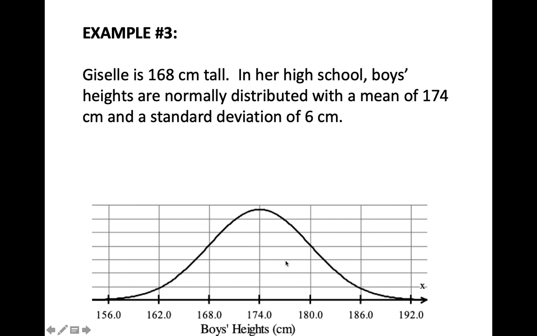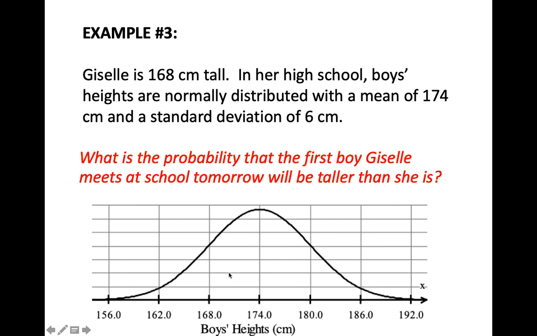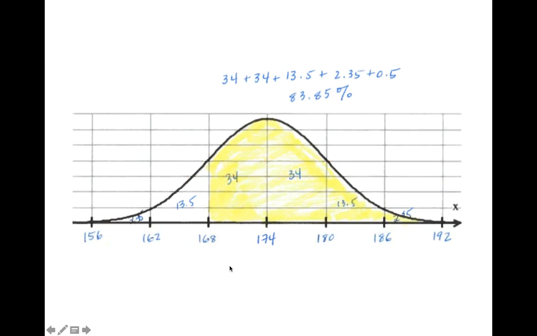Now remember, we know these percentages. And so if you look at mine, you'll see it actually when I wrote it down. So I wrote 34, 34, 13.5, 2.35, and there's also the 0.15. Oh yes, I forgot. When I did mine, I actually put 0.5 instead of 0.15 here. So this number actually turns out to be 84%. So it's an 84% chance that she'll run into a guy first thing in the morning that is taller than her.